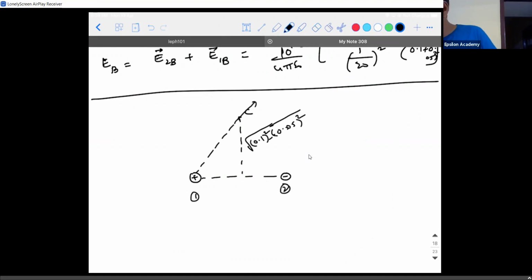There is an electric field due to the first charge at point C. There is an electric field due to the second charge at point C. Magnitude wise, they both will be the same. Actually, I don't think you need this, because this distance is 0.1. No, distance is also 0.1. So actually, you don't need the square root of that thing.